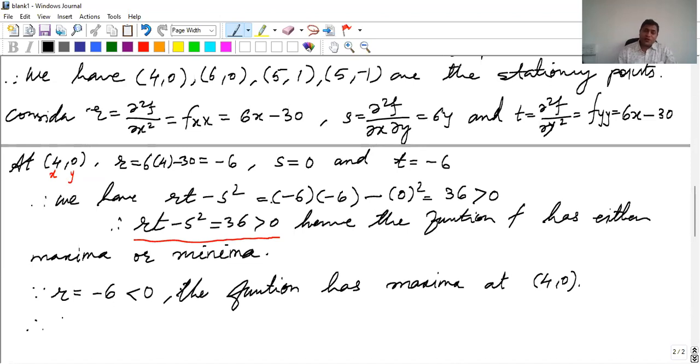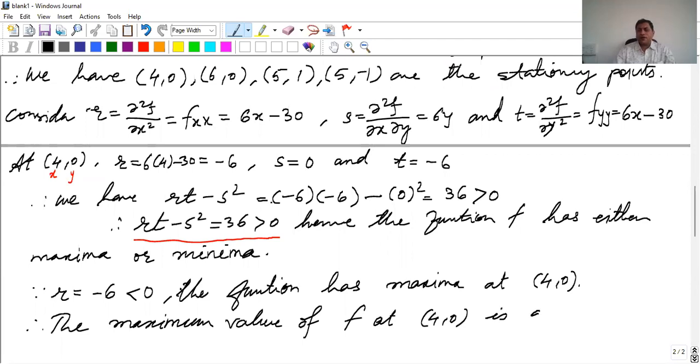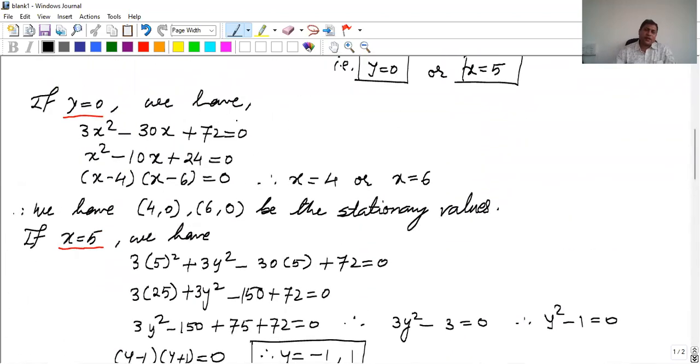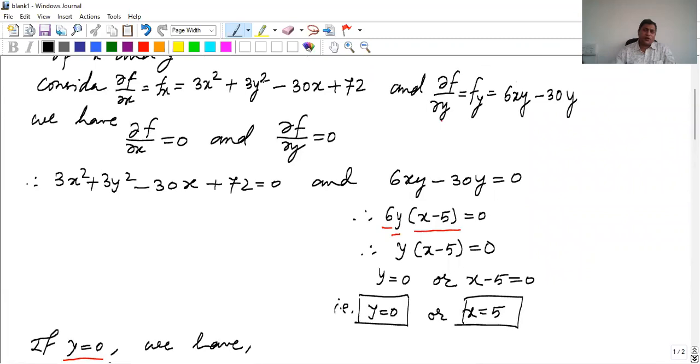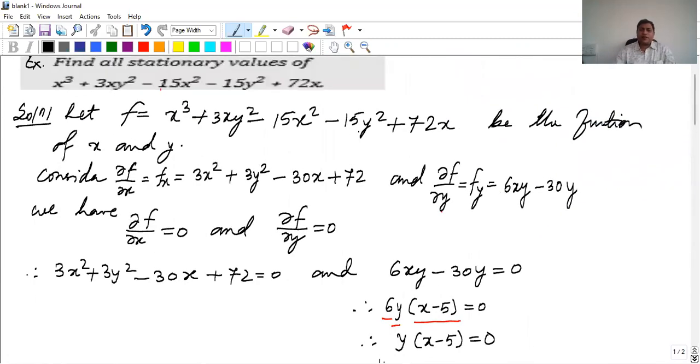Okay. Now, if we have decided that it has a maxima at this point, we need to calculate what is the maximum value. So the maximum value of f at 4, 0 is given as f max. How are we able to calculate f max? See the function definition and put the values x is equal to 4 and y is equal to 0.